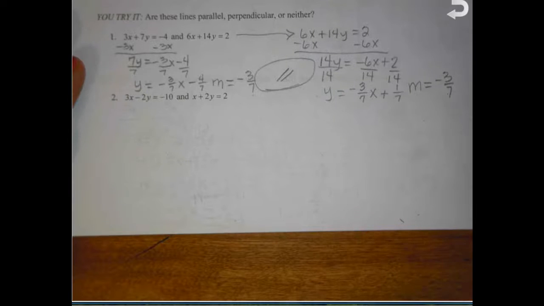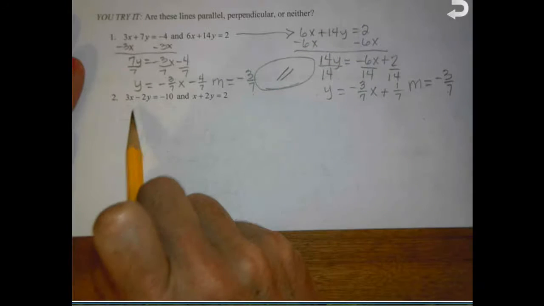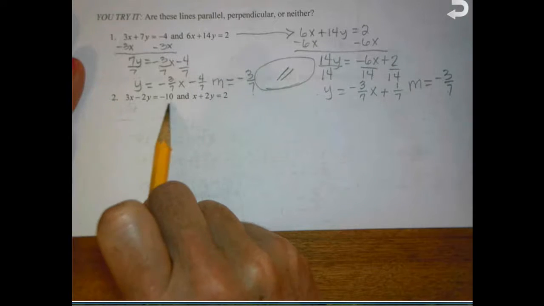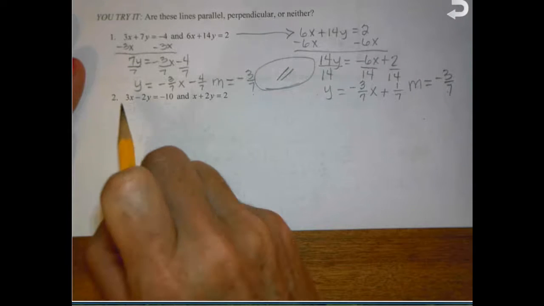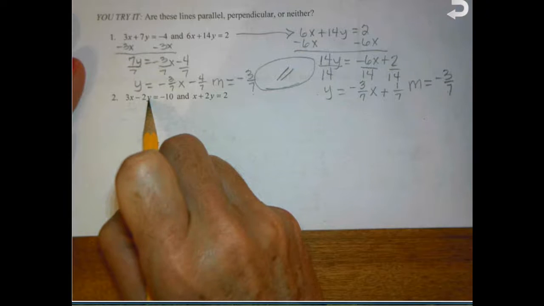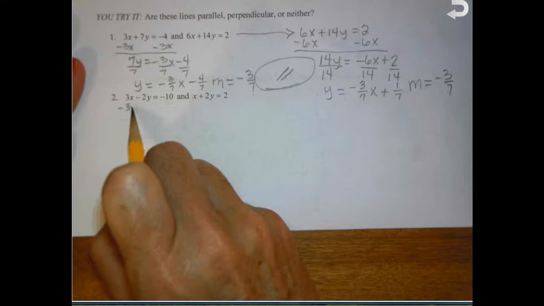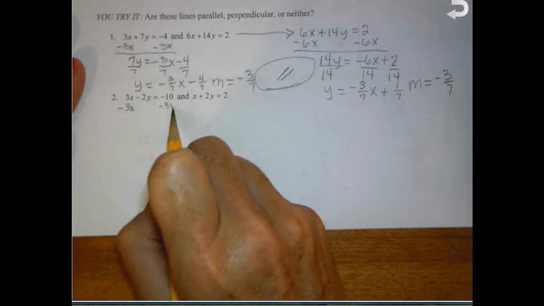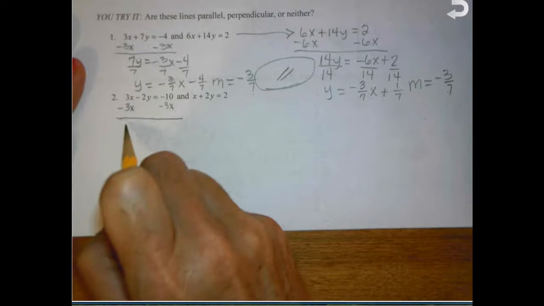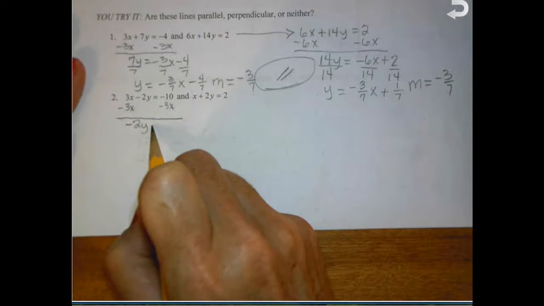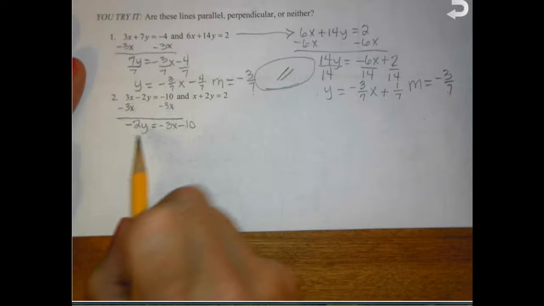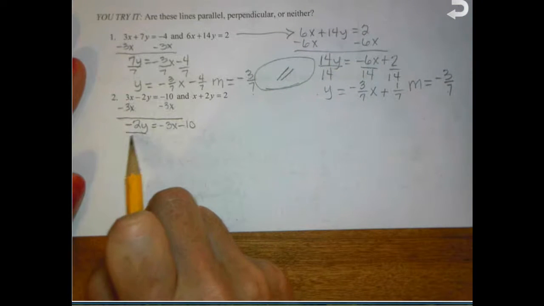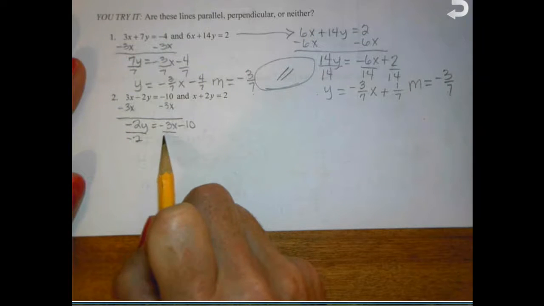Let's look at the next problem. And the first thing I see is that it's not in the y equals mx plus b form. So I'd like to put it there, and to do that I get y by itself. So I'll subtract 3x from both sides, and I have negative 2y equals negative 3x minus 10. And then I still want the y alone, so divide by negative 2 on all terms.